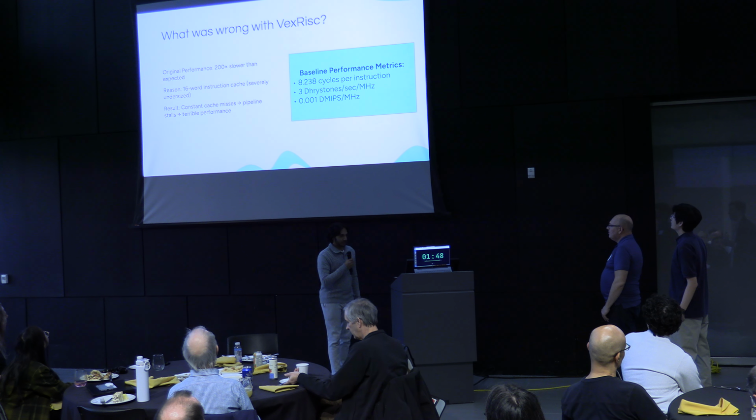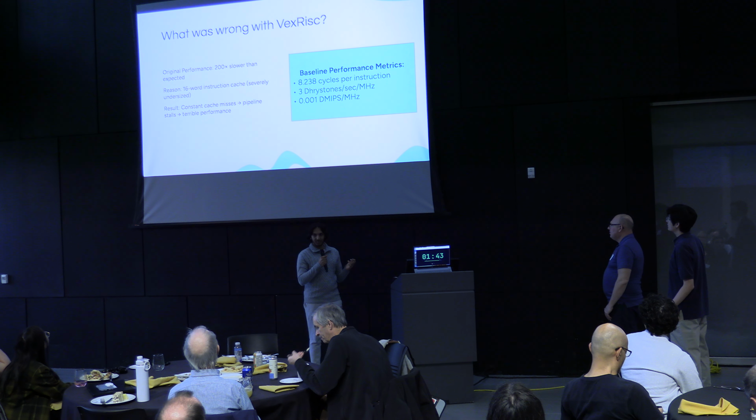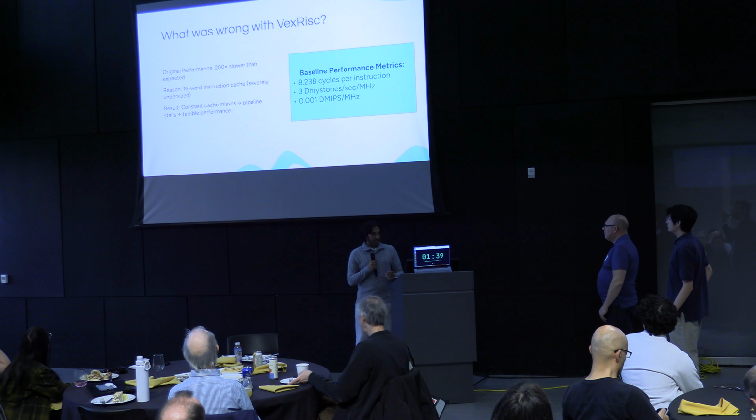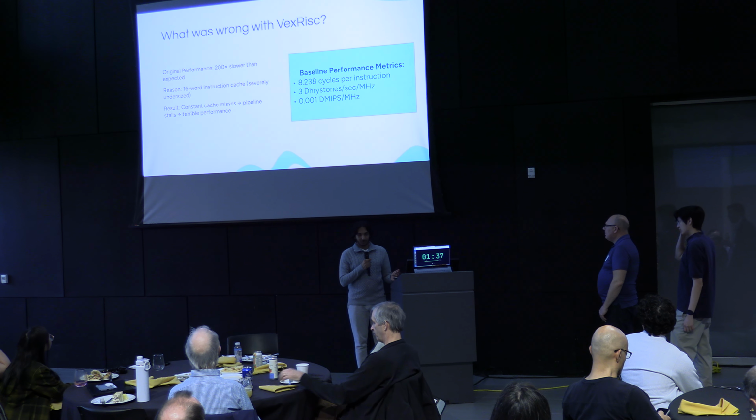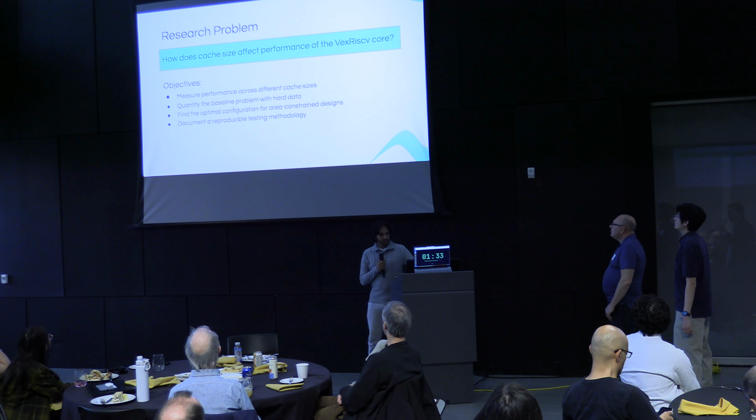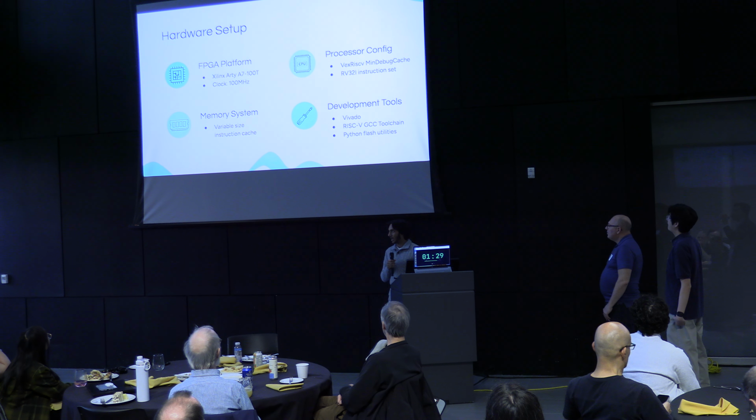So Vectrus, the thing that was wrong with it was that its performance was 200 times slower than expected, even though it was supposed to be an upgrade to the PicoRV32. And we believe the reason was the 16-word instruction cache, which was severely limited, causing constant cache misses. So we decided to research how cache sizing affects it.